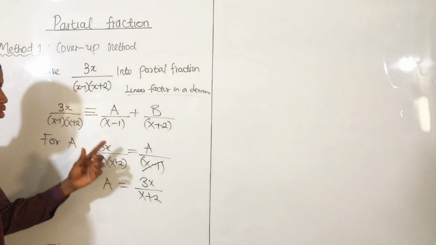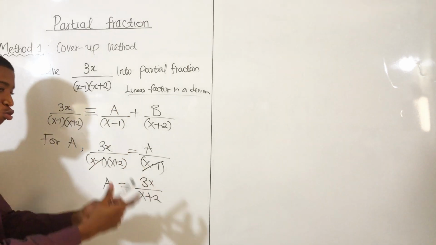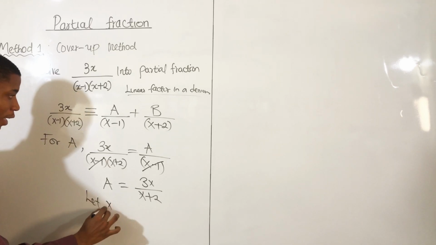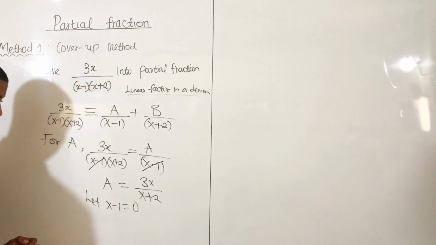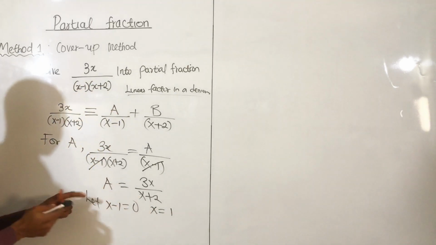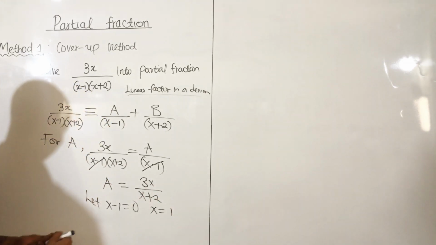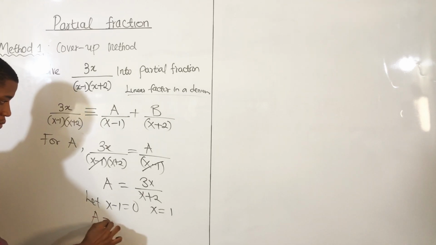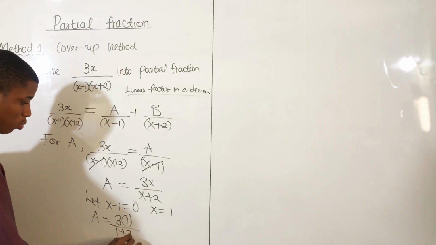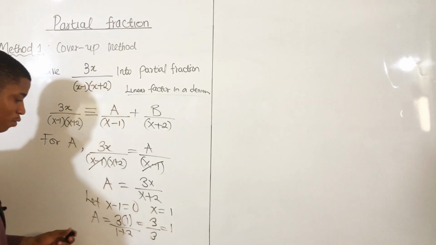Now the concept is easy. Since we have the denominator x negative 1 under a, we're going to apply a rule, which is a condition. We're going to say let x negative 1 be equal to 0. So if we make a separate formula, we'll say that x is equal to 1. We're going to substitute that value. So a is equal to 3 into 1, bracket 1 plus 2, which is 3 over 3, which is equal to 1. So the value of a is 1.